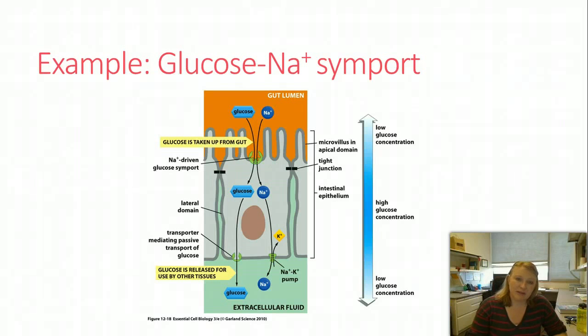Now that we've used that coupled symport, we can then allow for passive transport of that glucose out of the high glucose concentration of these gut cells into the extracellular fluid and shared with other cells. So this is how it works: we use active transport to allow for passive transport to spread nutrients and things like that throughout the entire body. It's a pretty cool process, and it's really important that we understand how this works. And then obviously you can see here at the bottom that the sodium-potassium pump shows up again to pump out that extra sodium.